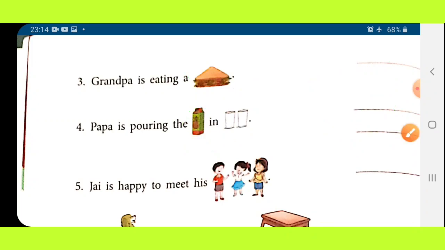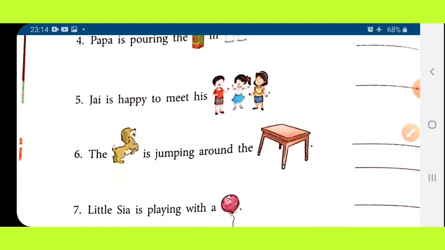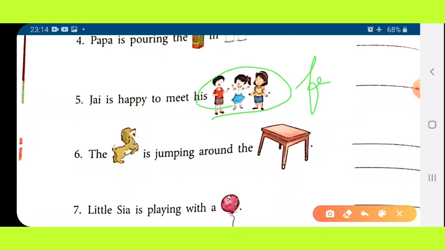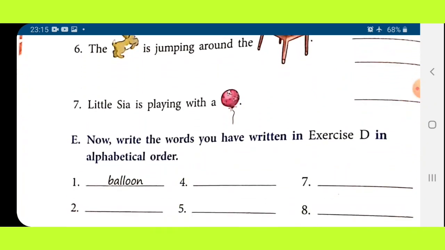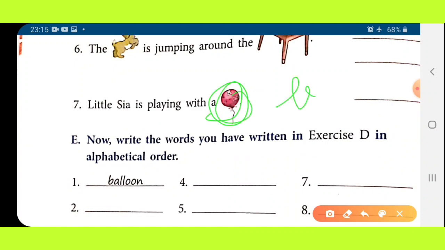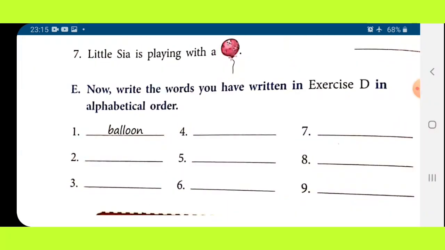Okay. After that, the next is Jay is happy to meet his friends. Then the dog is jumping around the table. What is this? Dog. And what is this? Table. The dog is jumping around the table. After that, little Sia is playing with what's this? Balloon. I have written all the words here. Now what do I have to do?